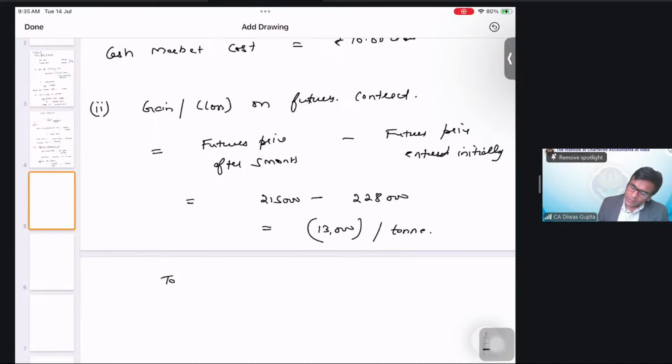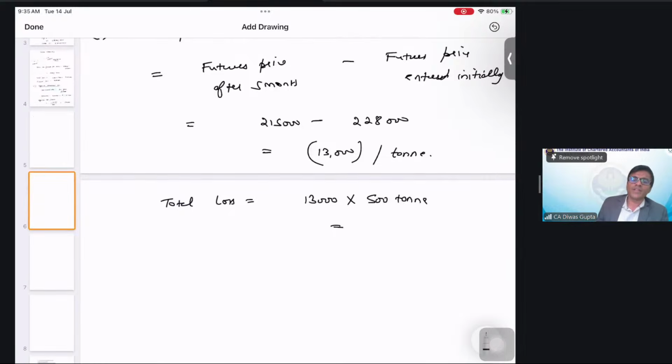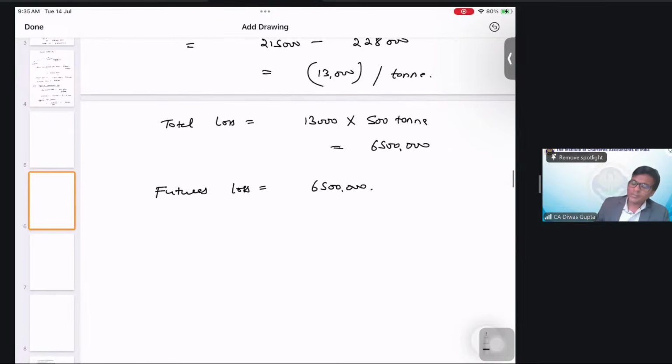What's my total loss? 13,000 into 500 tons, which is actually 65 lakh rupees. So the futures loss is actually 65 lakh rupees. Clear, students?